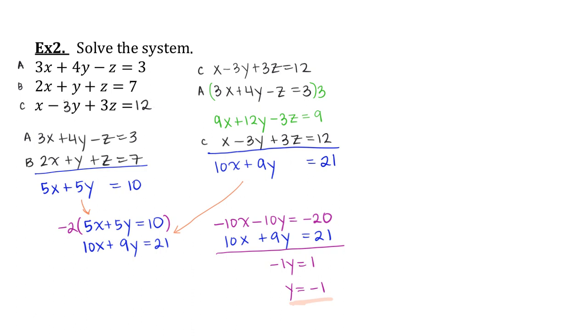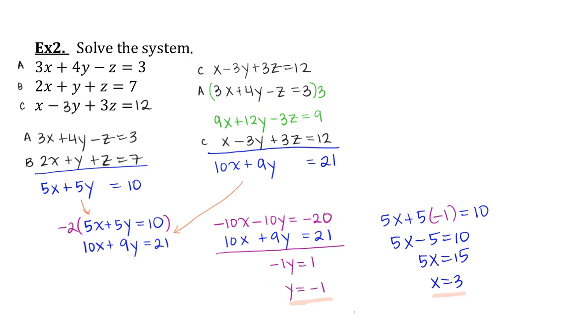I'm going to do 5x plus 5y equals 10. Am I running out of room? Yeah. Okay, 5x plus 5y equals 10. So 5x minus 5 plus 5, divide by 5. Okay, I got x is 3. Okay, so I got x, I got y.